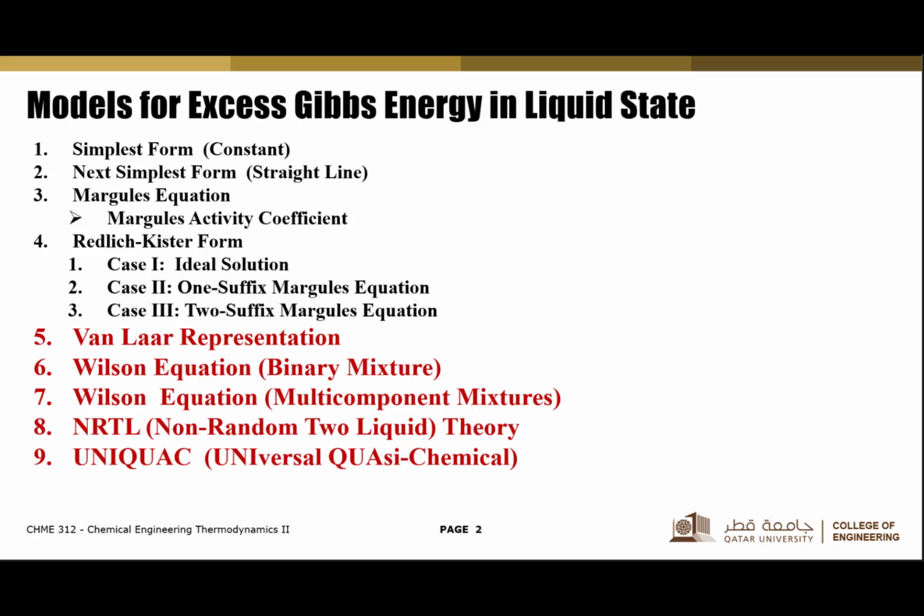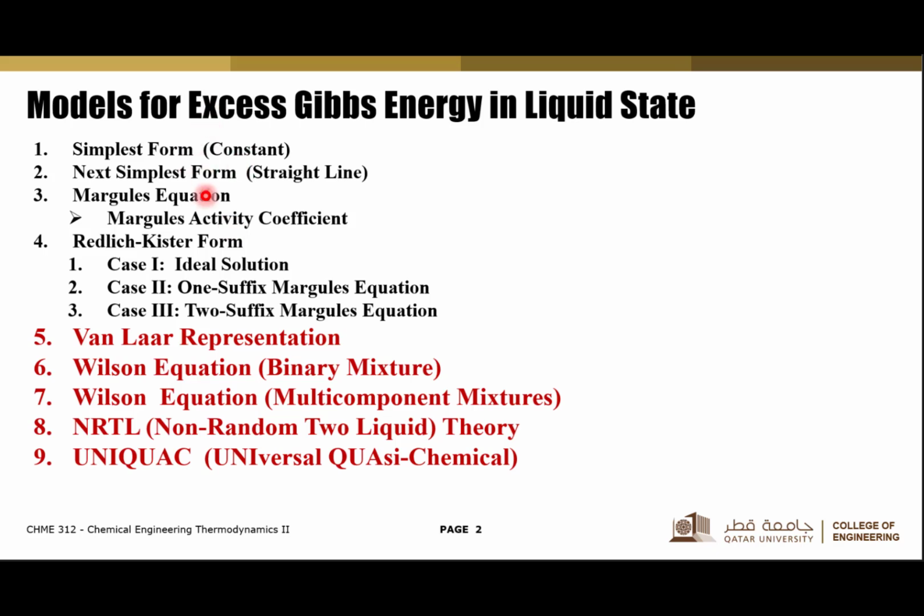So we saw the simplest form. This is assuming we have a constant value. Then the next simplest form, a straight line fit to the data. So what's the data? It was the excess Gibbs energy over RT divided by x1, x2. So that was the equation I presented last class. We're going to see it again in this lecture. But the simplest form, the value of that we assume to be constant.